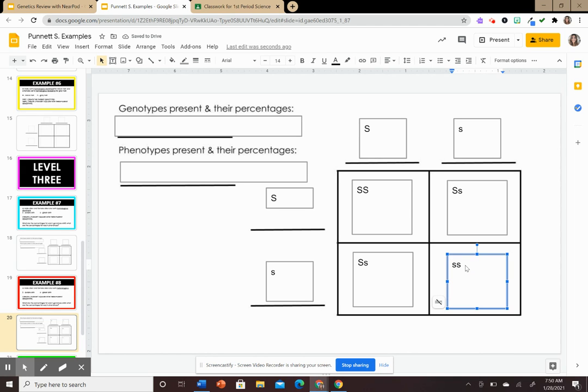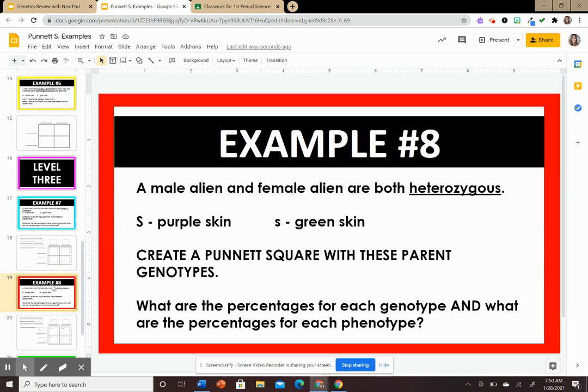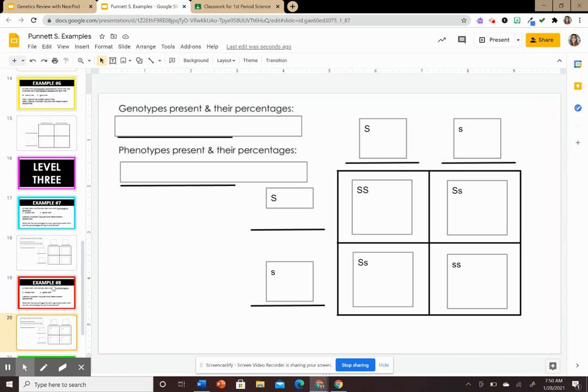Okay, so perfect. We did the easy part. We created our Punnett square. So then if we go back up, let's read the question. It says, what are the percentages for each genotype and what are the percentages for each phenotype? Okay, so let's go back over here and let's see. So we have our Punnett square. We understand and know that this does not mean these two aliens are having 4 little ugly baby aliens. We understand that this is just showing no matter how many aliens they have, this is the chance or percentage of them getting certain genotypes and certain phenotypes.